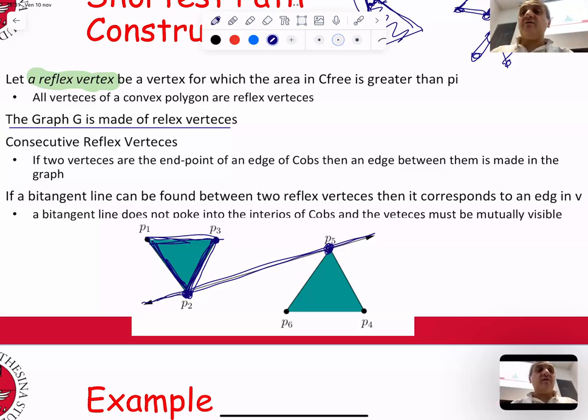Doesn't have, and the 2 vertices must be in line of sight. This is the definition of bitangent line. So if you consider 2 vertices that are in line of sight, that do not enter into the interior of any obstacle, this is a candidate for a bitangent line. And if it's a bitangent line, then it's part of the graph.